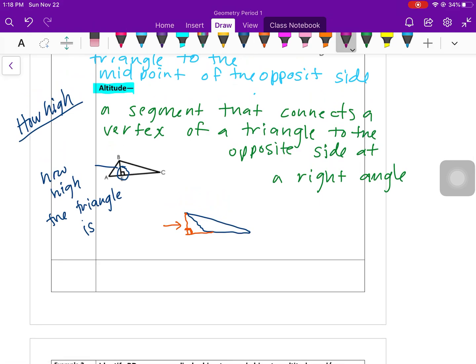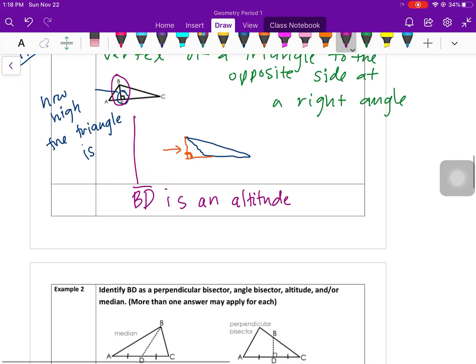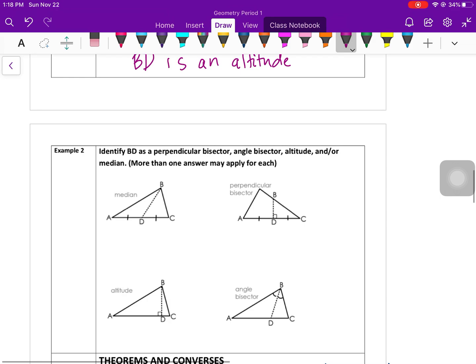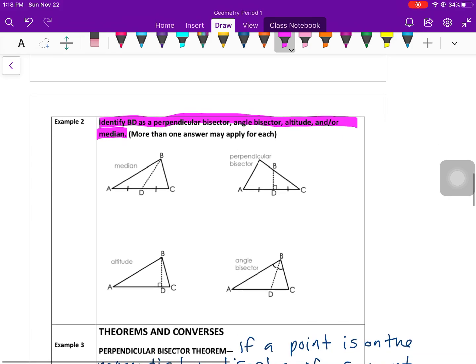It should be note 2. We've got a note on here. Line segment BD is an altitude. Tells us how high that triangle is. Some examples, it says identify BD as a perpendicular bisector, angle bisector, altitude, and/or median. These can be more than one answer.